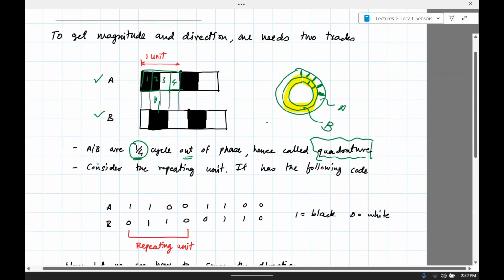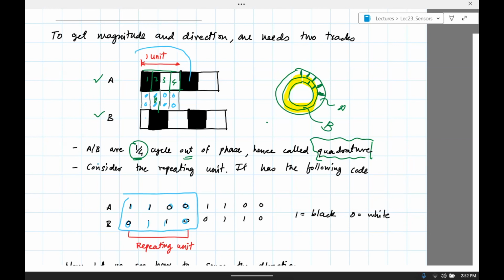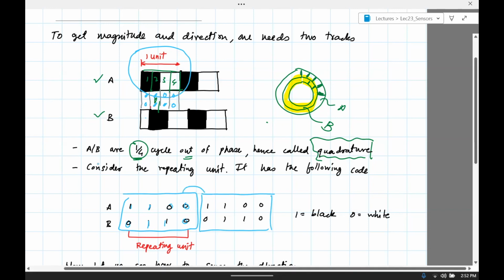Okay, so black is 1, 1, 0, 0. The same thing is written here, 1, 1, 0, 0. And then we have 0, 1, 1, 0. So I just copy pasted what I see here right over here. This is 1 unit, and I just copy pasted the same unit again. The same thing is repeated again.